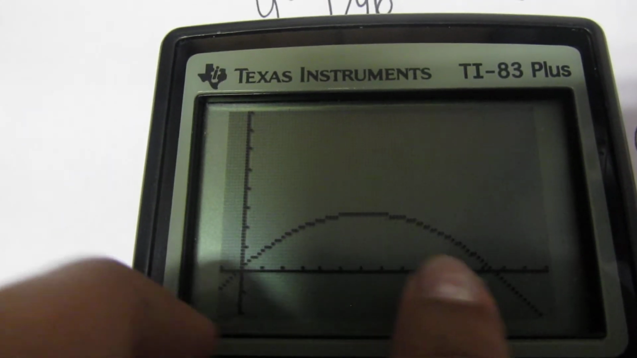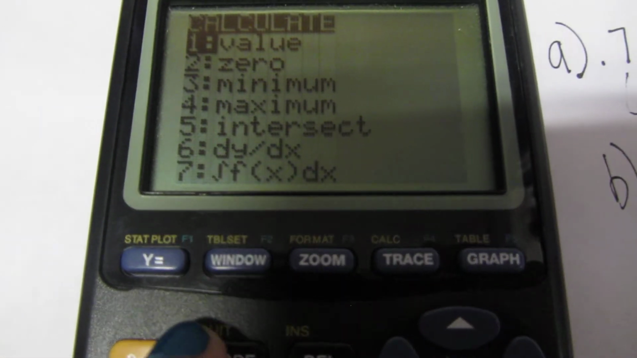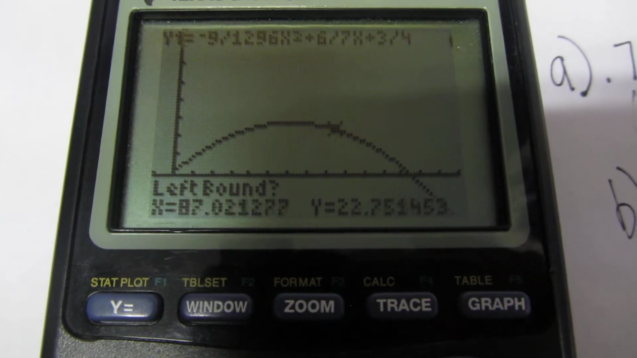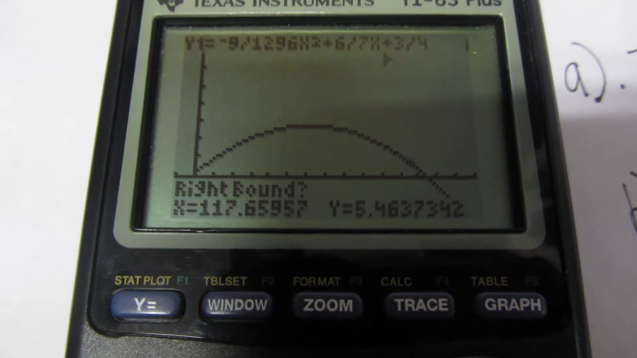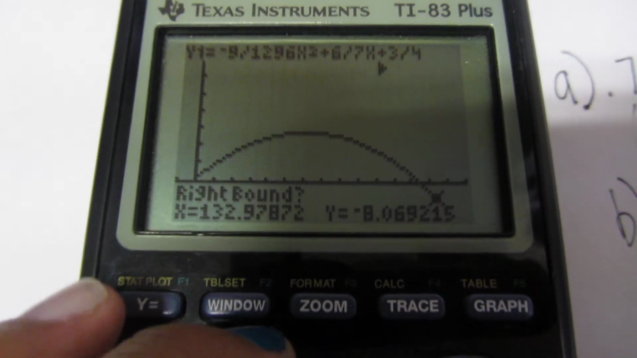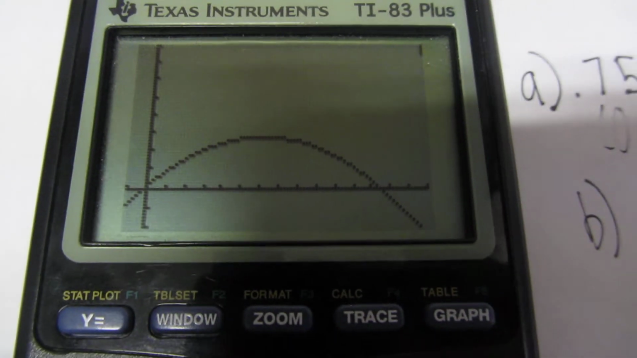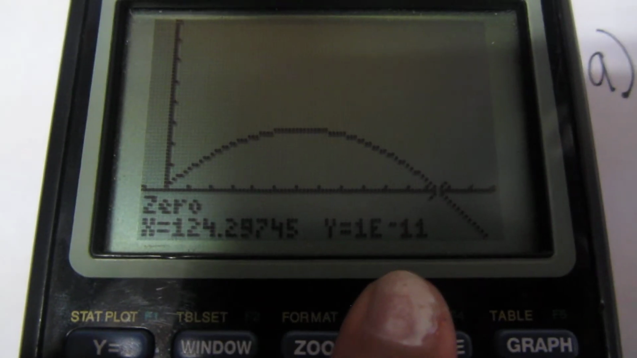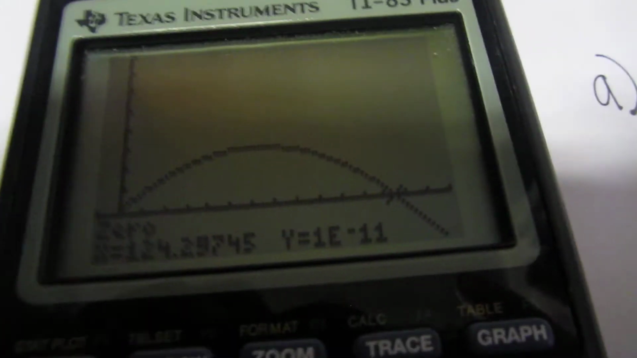As you can see, the graph is a slightly bit higher, so you can see the x-intercept right here. So hit second calc, hit 0, and it would ask you for the left bound, and the right bound, which is to the right of the point, and then the guess. You would hit enter, and as you can see, y is equal to 1e negative 11. That pretty much means it's 0. It means the 1 is 11 places away from the decimal point.